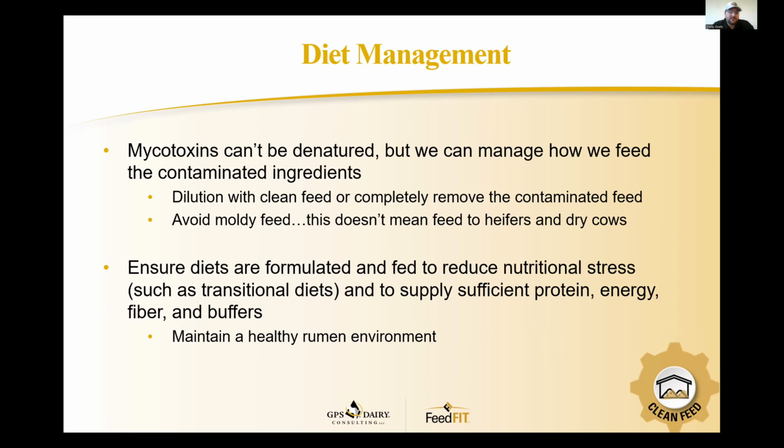One thing that we can do when it comes to diet management is making sure that we're formulating diets properly, trying to reduce that nutritional stress. We have a transition cow diet, making sure we're transitioning into those smoothly, trying to reduce those effects on the rumen and making sure that the rumen environment is getting adapted properly. Again, trying to maintain that healthy rumen. As I mentioned, it's the first line of defense, so we need to try to maximize the efficiency that we can get with the rumen.